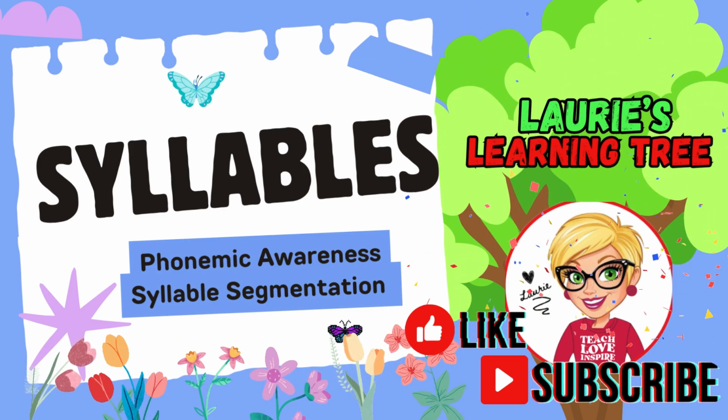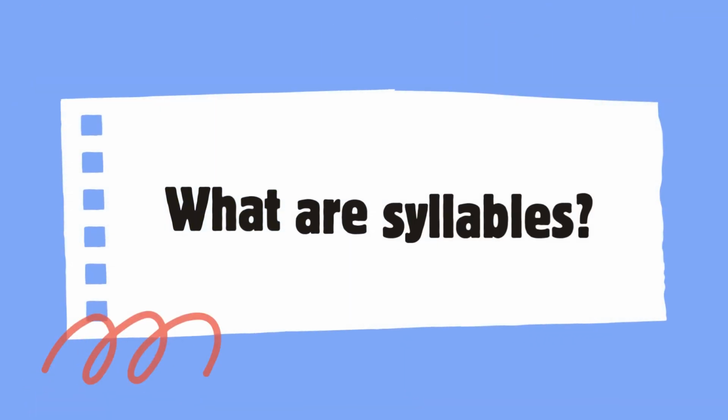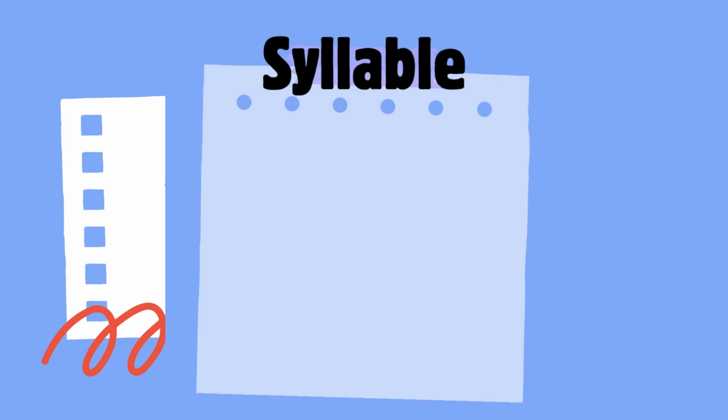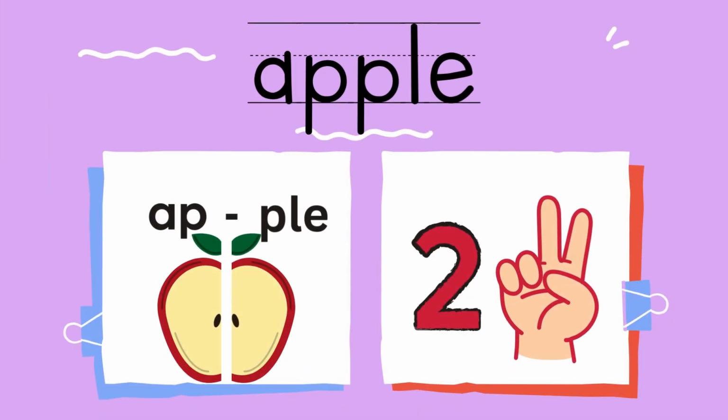Welcome to Laurie's Learning Tree. Today, we will be learning about syllables. What are syllables? A syllable is a single sound or beat in a word. It's like a small chunk of the word that you hear when you say it. For example, the word apple has 2 beats or sounds.